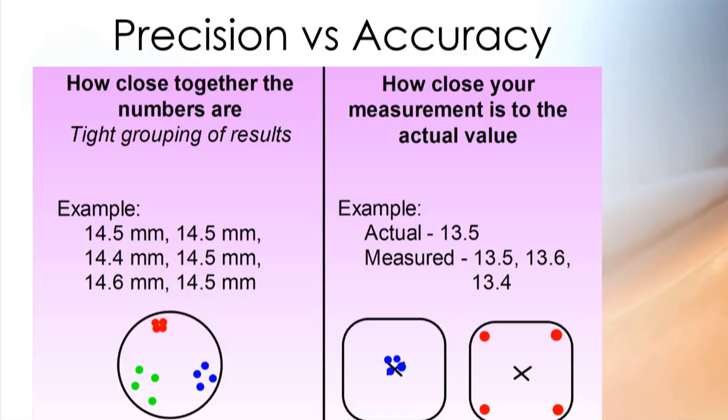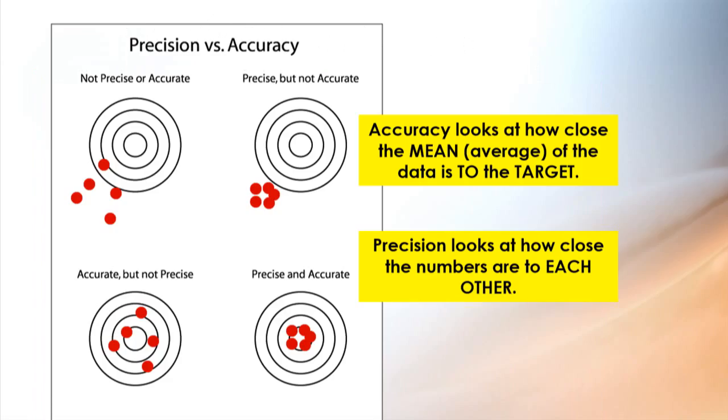However, these red dots are also accurate because remember, accuracy uses the average. So if I were to average these four data points, the point where they intersect is right on the X, making these measurements very accurate. I find this chart a helpful way to visualize precision and accuracy.